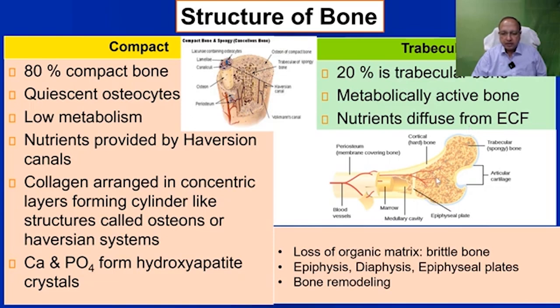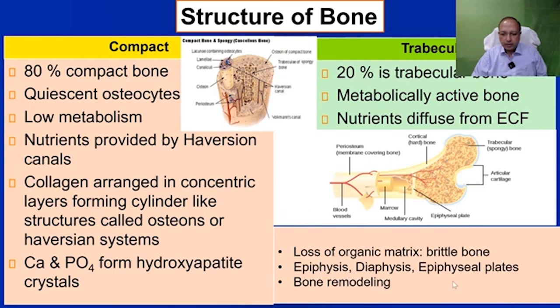And that is how this trabecular bone works. And the loss of the organic matrix leads to brittle bone. If we consider the parts of it, we have the epiphysis, over here the epiphyseal plate, and then we have the long bone, that is the diaphysis.